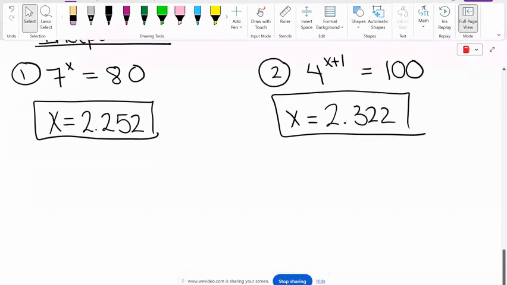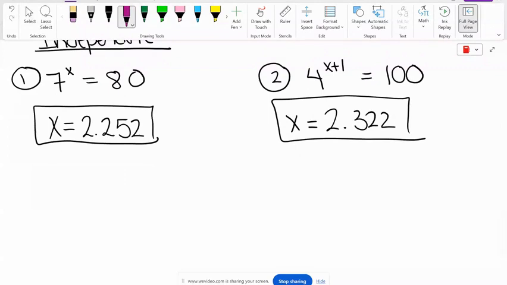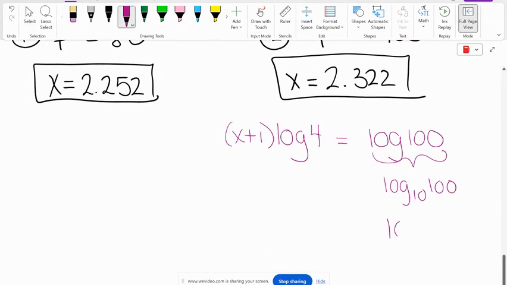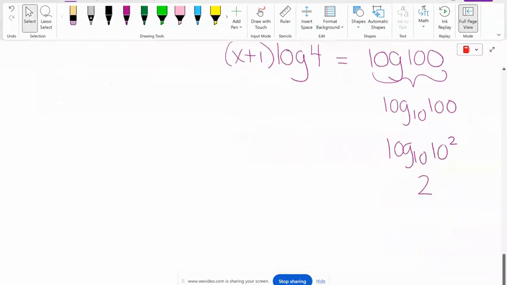The second one? Okay, so for number 2, there's no way we can change them into the same base, so I'm taking the log of both sides. I'm immediately going to pull in front that x plus 1 and have x plus 1, that quantity times log of 4 equals log of 100. So working on the right side, isn't this log base 10 of 100? But what's log base 10 of 100? Isn't this the same as log base 10 of 10 squared? Isn't that 2? 10 times what exponent gives us 100? It's 2. So we can simplify that right down.